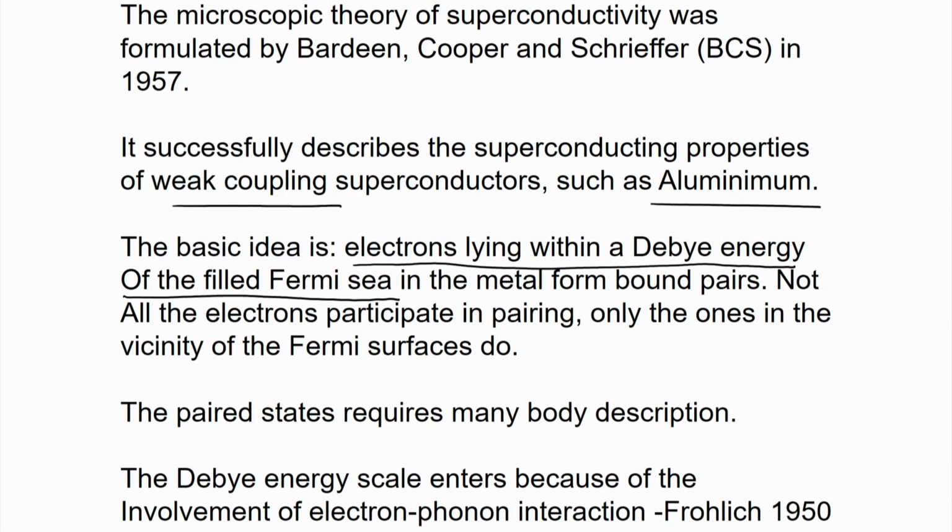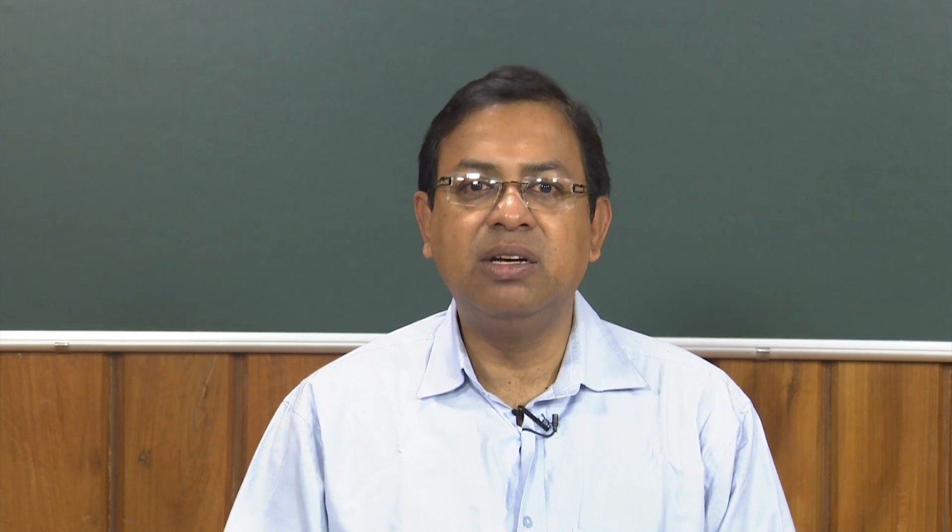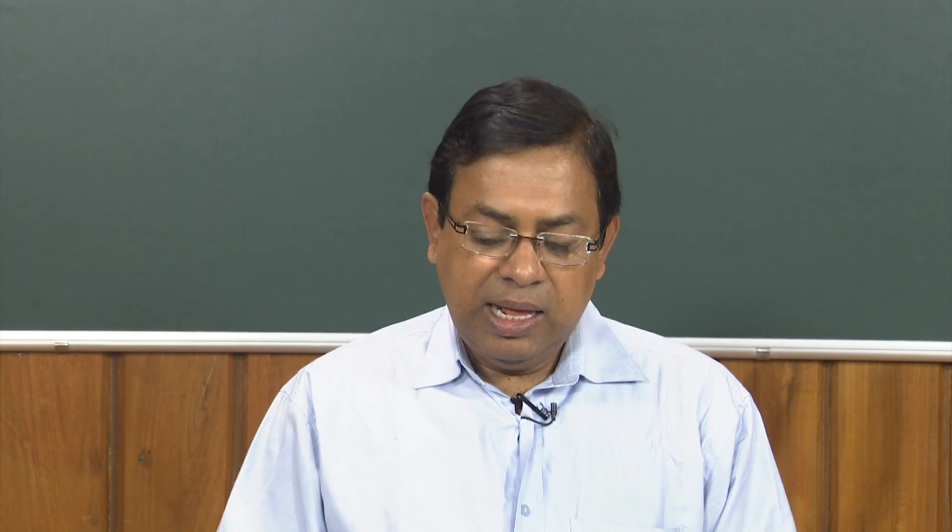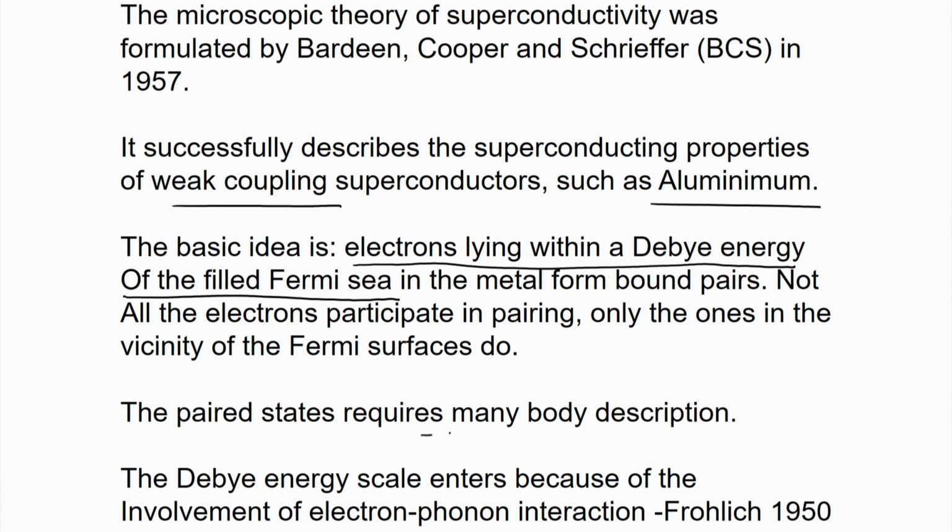And it is important to say that not all electrons participate in pairing. Only the electrons which are in the vicinity of the Fermi surface do, not those near the center of the Fermi surface. It is only those close to the Fermi energy that take part. This paired state requires a many body description, and this is the central focus of our discussion, at least for this one and the discussion that is going to be held after this.